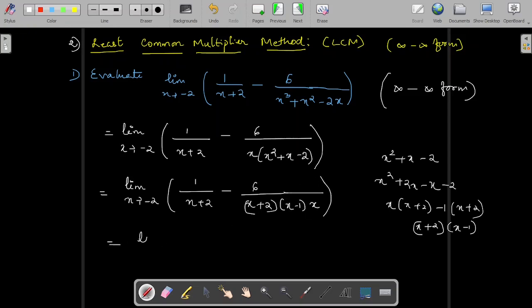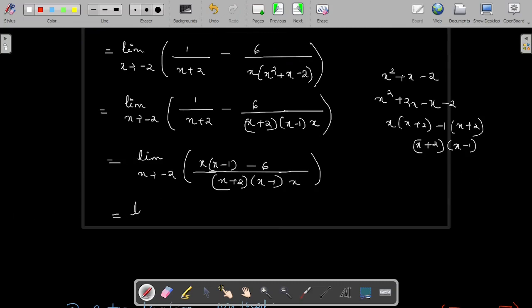Now the LCM, I have to take the LCM here. The limit as x extends to minus 2. The product of factors: x plus 2, one common factor, then x minus 1 into x. This is the LCM, because x plus 2 is already there in both these terms, so I have written it once. Then the extra linear factors, x minus 1, x. So this has to be multiplied with x plus 2, which is already there. So the remaining x minus 1 into x, minus 6. x plus 2 is already there, x minus 1 is there, x is also there. So it is just 6.